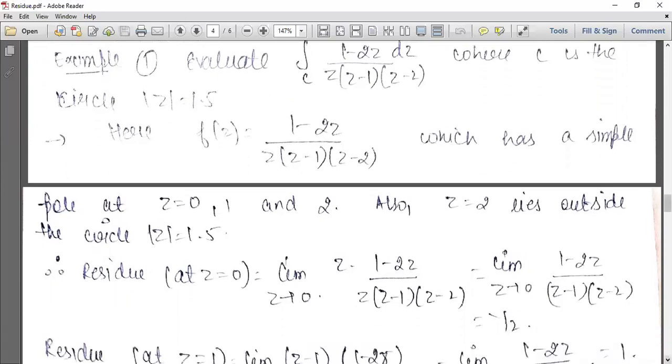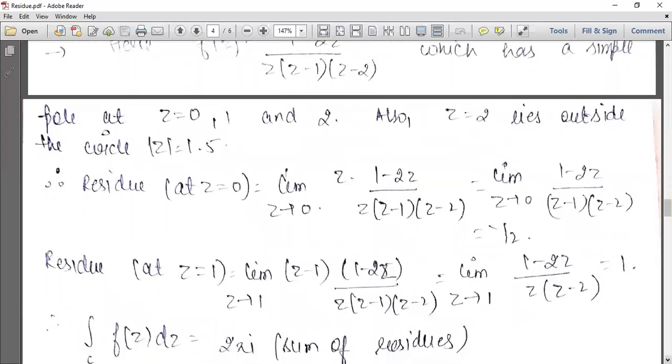So first I will calculate the residue at z equal to 0. Remember, these two are simple poles. So I will use my first formula here, which is the limit as z approaches z naught of z minus z naught into f of z. So z naught is your pole, so z equal to 0.